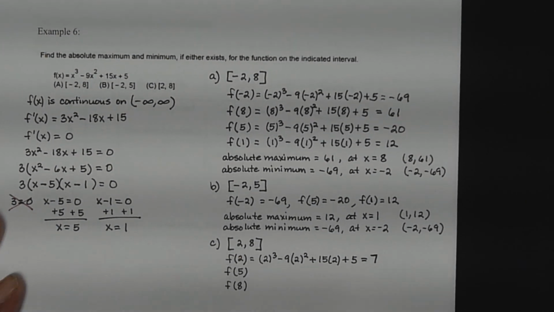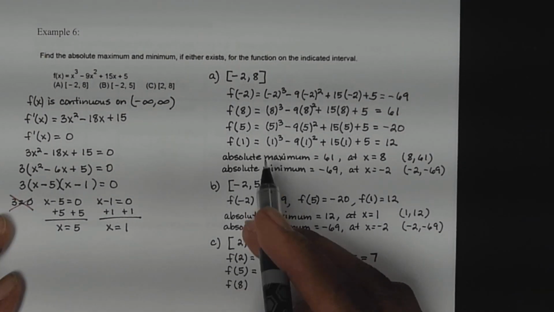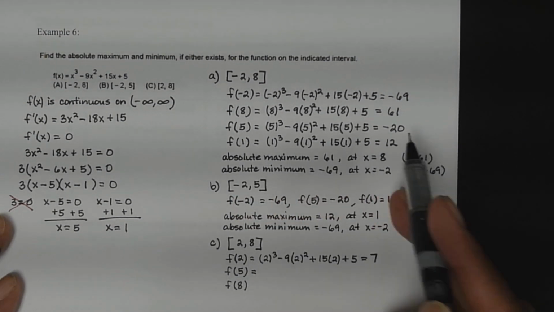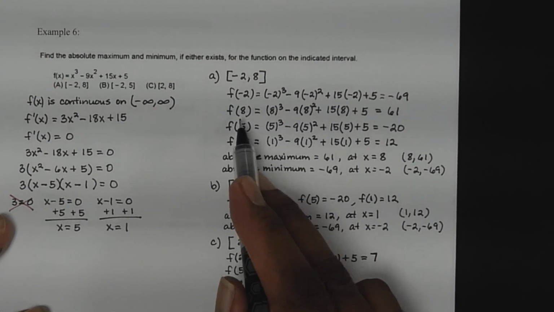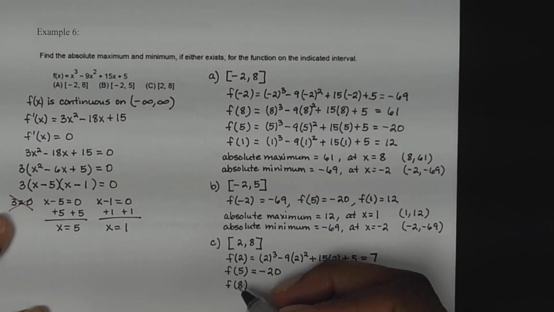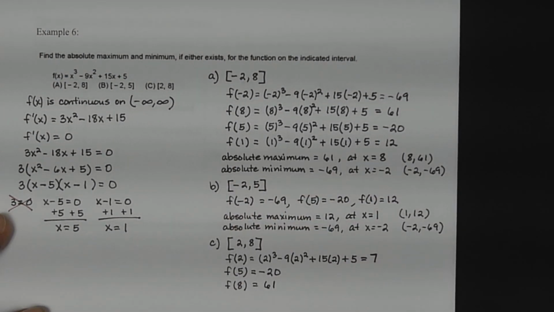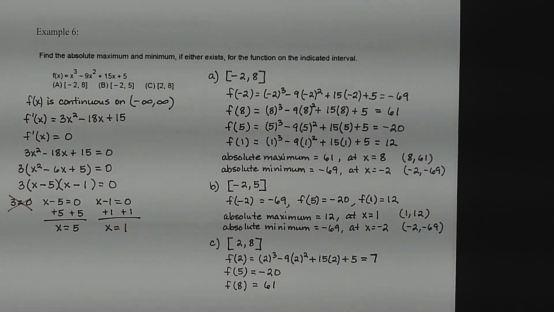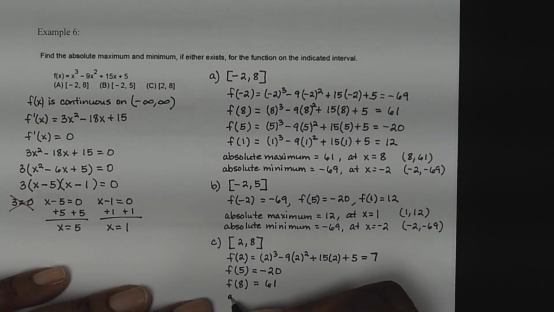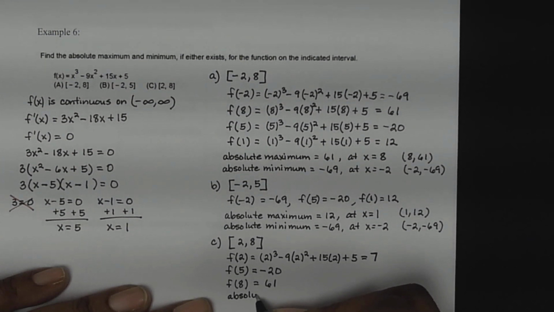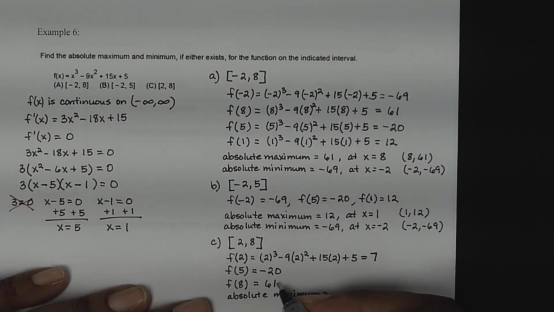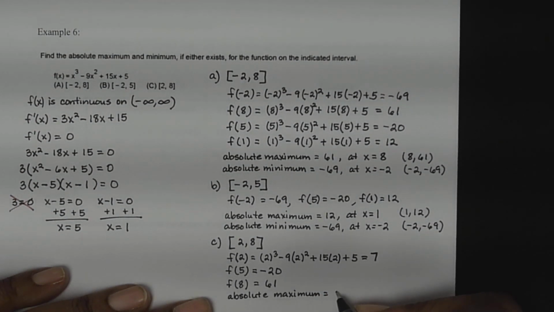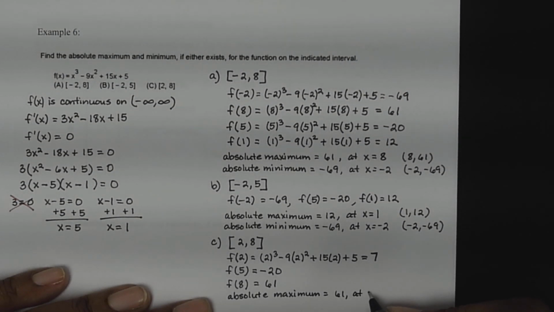Now for the f of 5, I believe we've already figured that out. f of 5 is right up here. That's negative 20. And also f of 8. Yeah, here's f of 8. That value was 61. All right, so let's find the absolute maximum. That's the larger of those three values here. Your absolute maximum will have to be the 61. And it occurs at x equals 8.